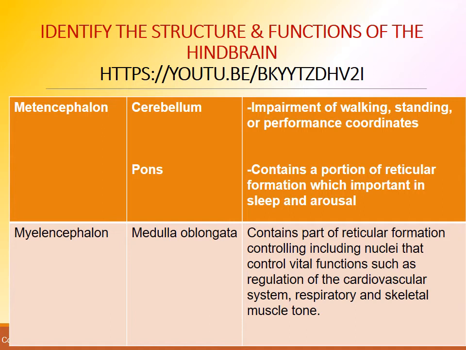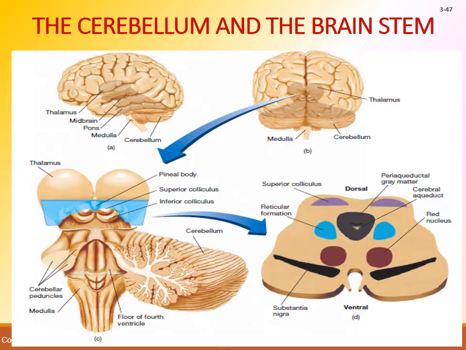Whereas the medulla oblongata contains part of the reticular formation, including nuclei that control vital functions such as regulation of the cardiovascular system, respiration, and also skeletal muscle tone. Okay, so that's the picture of our cerebellum and also brainstem.